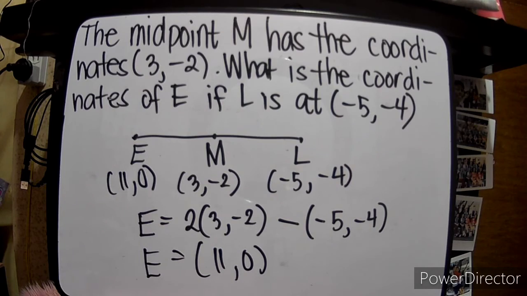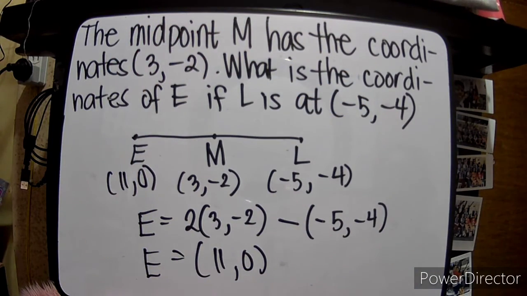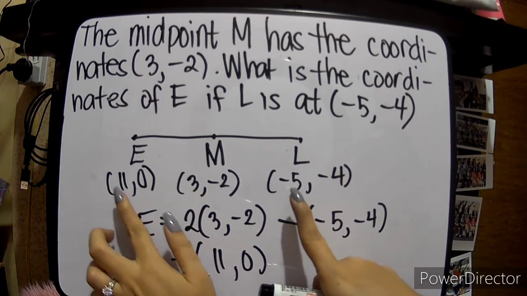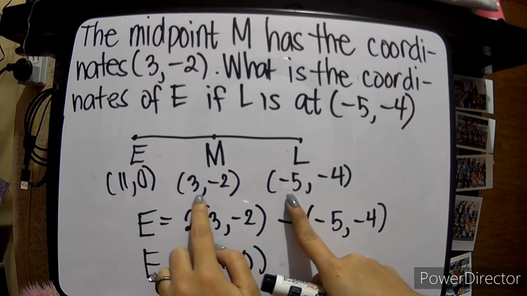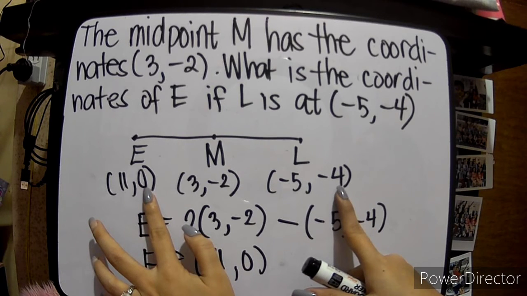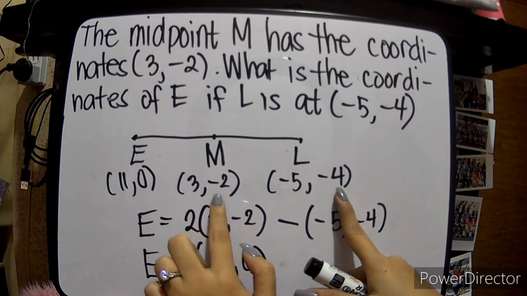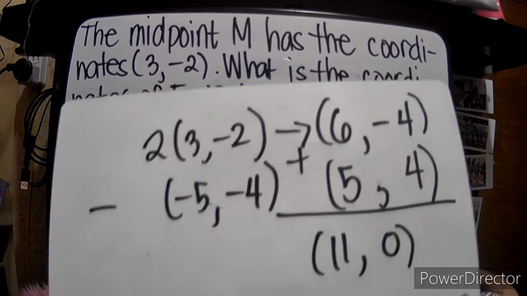Para ma-check nyo, kunin natin yung midpoint. So, 11 plus negative 5 is 6. 6 divided by 2 will give us 3. Then 0 plus negative 4 will give us negative 4. And then divided by 2 will give us negative 2. So, ganun po.